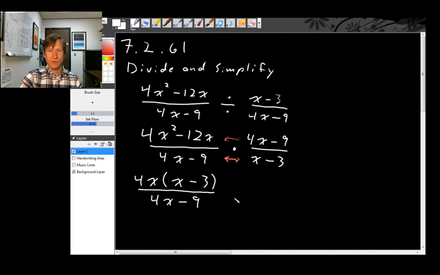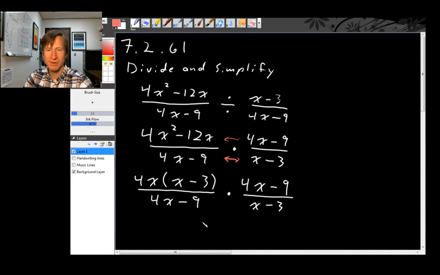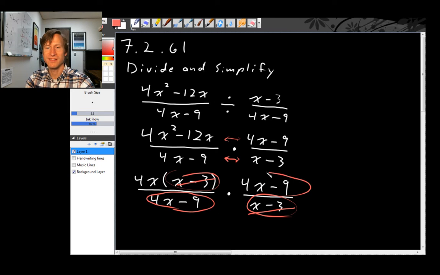So that stays 4x minus 9 times, on the right-hand numerator, there's no common factor here, so 4x minus 9 over x minus 3. There's nothing to factor out there. So now we can look for common factors, and it looks like in the numerator we have an x minus 3 here and an x minus 3 here, once in the numerator, once in the denominator, so those cancel. And we have a 4x minus 9 here and a 4x minus 9 there, and so those cancel as well.